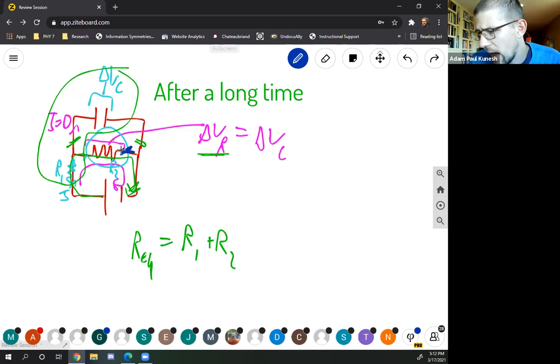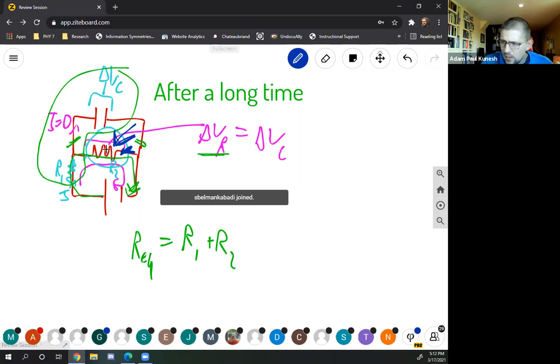Now current is going to flow through this resistor. So the capacitors are either going to charge or discharge to reflect that. In particular, this capacitor would discharge because this is essentially setting the voltage difference at some number that is less than the battery voltage. So the capacitor would have to discharge a bit to do that.